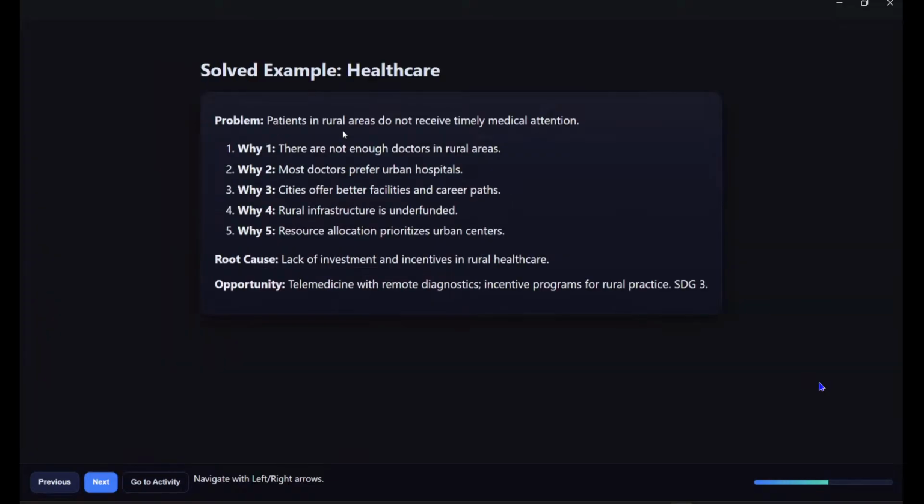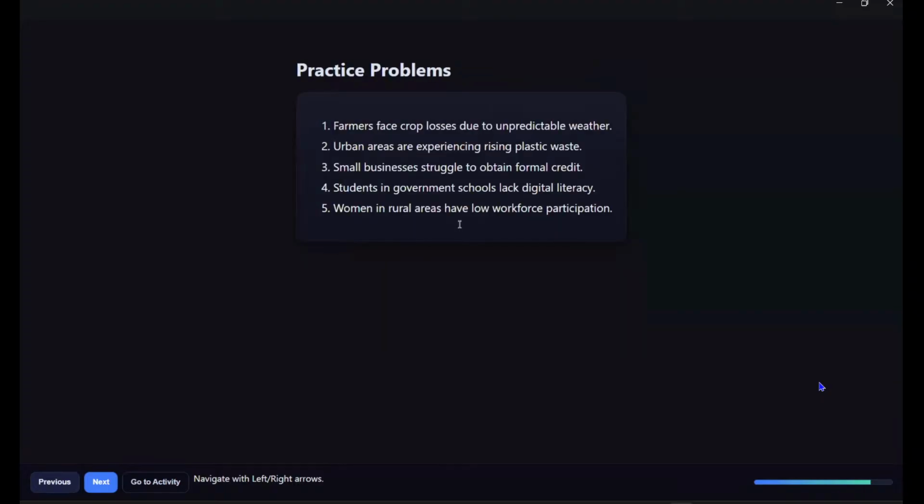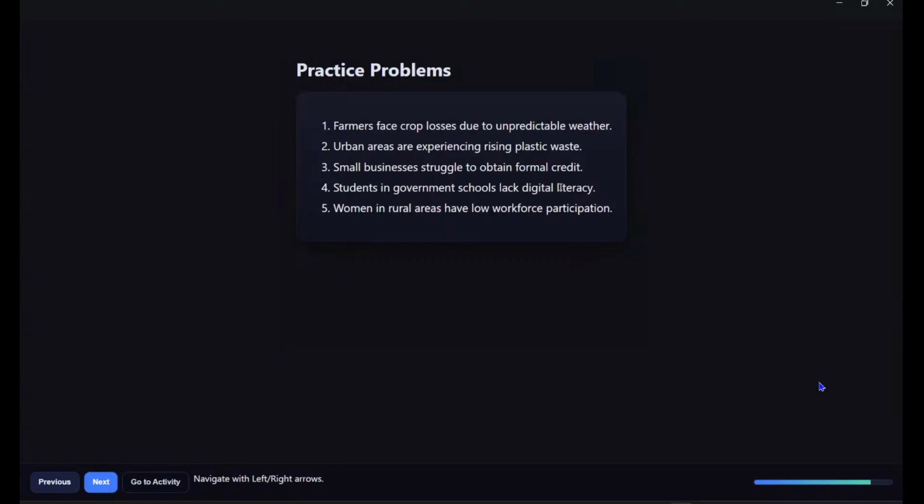So here, patients in rural areas do not receive timely medical attention. It's a very clear statement. We don't have anything further to dissect over there. So in the same way, we have to take a problem and work on this. You work on this with the 5 whys and all these things, and you have to fill in the worksheet template over here. And if you do that, I'll give you some more practice problems as well, if you want to solve them.